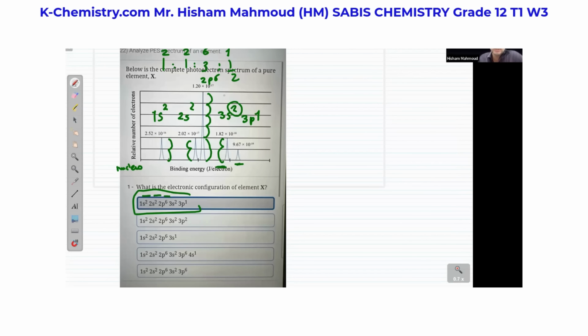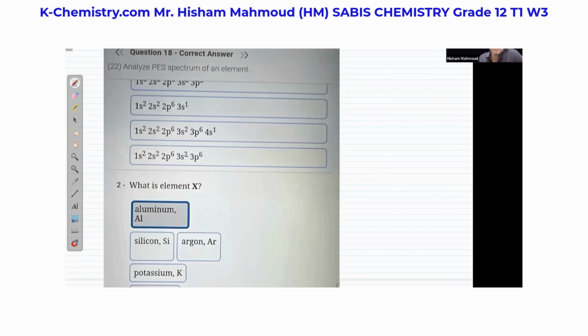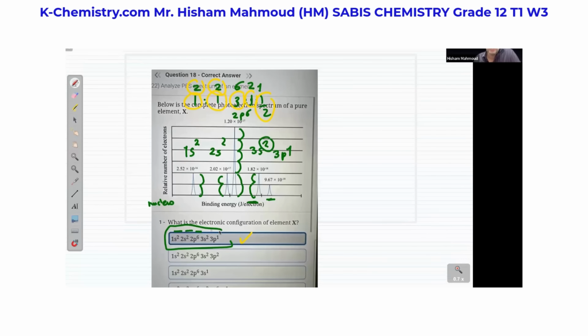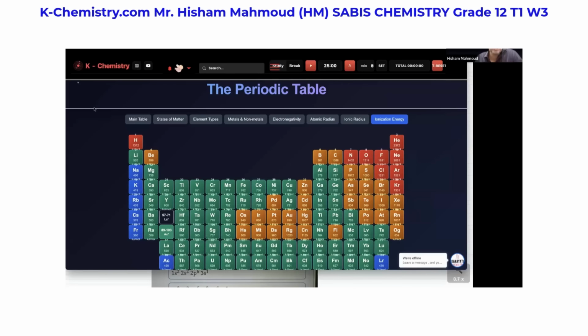Did I miss 2? Yes, this one, 2. I did not write it. There is actually a 2 here and 1 here. So the ratio is 1 to 1 to 3 to 1 to half, meaning 2 electrons to 2 electrons to 6 to 2 to 1. Okay, that's the correct answer for element X. And what is the element X? Let's go to the periodic table and check which element has this configuration. What ends in 3p1? It doesn't take much time to know that 3p1 is gallium. Is it?